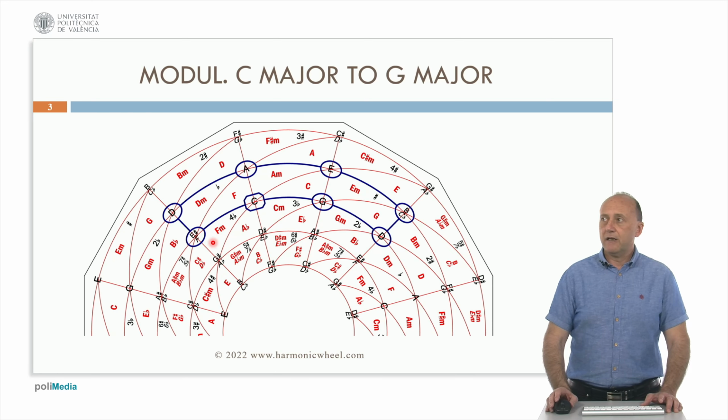Imagine we want to modulate from C major to G major, and we want to know which are the pivot chords, that is, those chords which are common to both keys. So if we start with C major, we have it represented on the harmonic wheel. This is the tonic, and the consonant chords in this key are those included in this big rectangle. If we move from C major to G major, whose tonic is here, the pivot chords or common chords are easily found here. They are A minor, C major, E minor, G major.